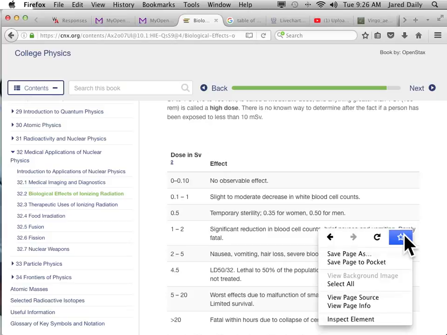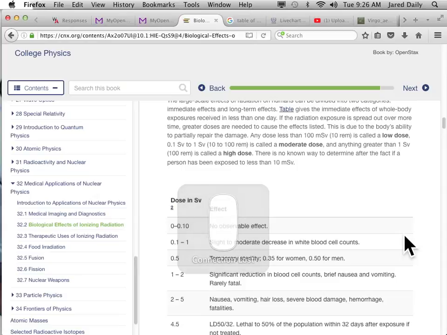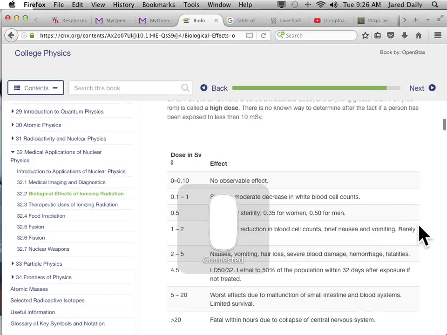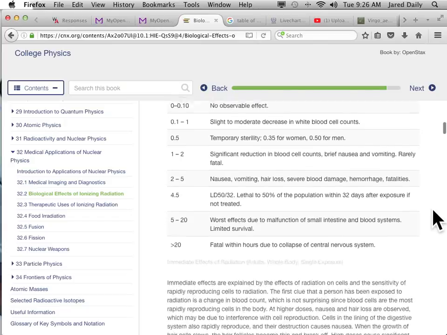Dang it, stupid mouse is misbehaving here. Okay. Why is it doing this?